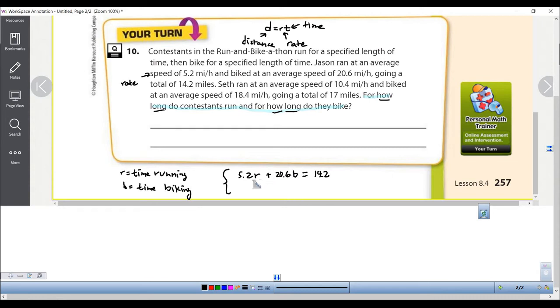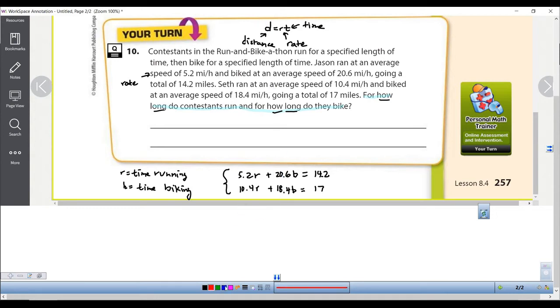And if we read Seth's information and do the same thing, right below it, 10.4. Oh, how convenient is that? And here we have 18.4, giving us a total of 17 miles. So we identified our variables, or our unknowns, which usually they tell us at the end of the problem. We wrote our two linear equations based upon this relationship, and now we're ready to solve.